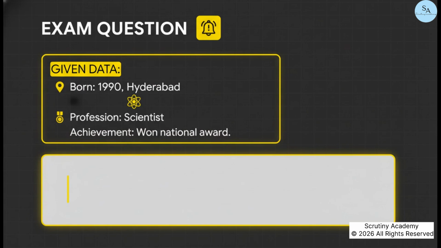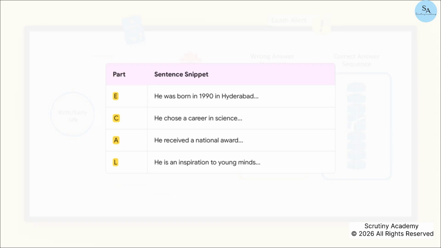All right, enough talk. Let's actually do this. Imagine you get this question in your exam. Just 3 little points of data. Born in 1990 in Hyderabad, they're a scientist, and they won a national award. So how do we use our E-C-A-L formula to turn this into a perfect paragraph? Let's watch the E-C-A-L formula work its magic.